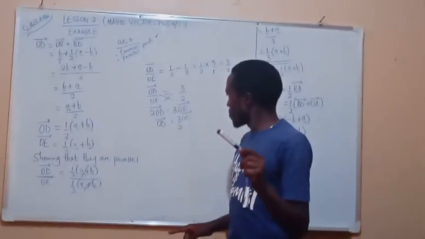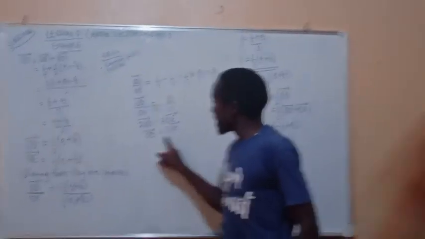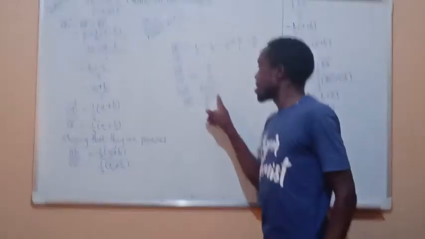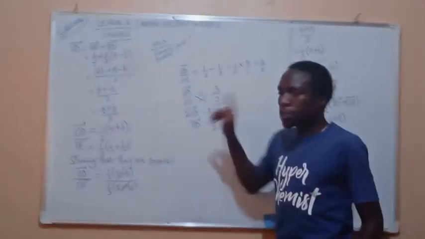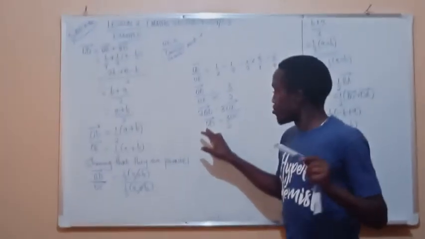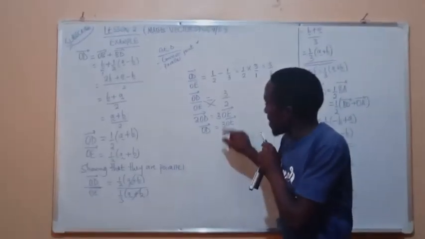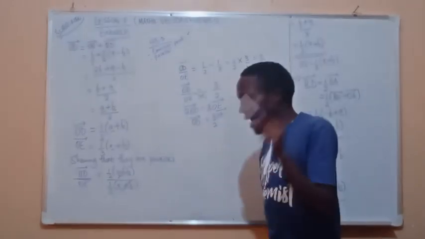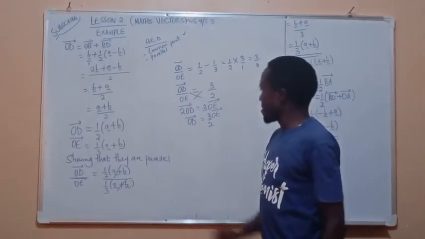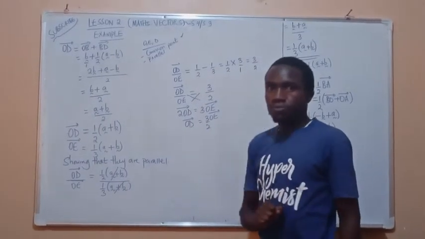What does it mean? To get OD, we multiply a constant 3 out of 2 in OE. Implying that the fact that there is something you multiply in OE to get OD, and that something is 3 out of 2, which is our constant, or which is our scalar. It implies that OD and OE are parallel.